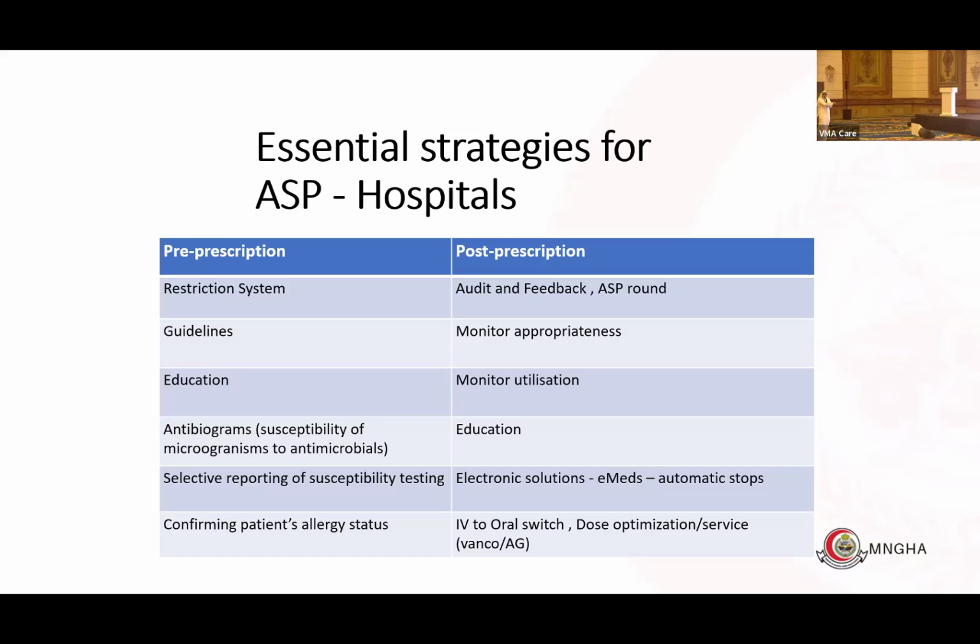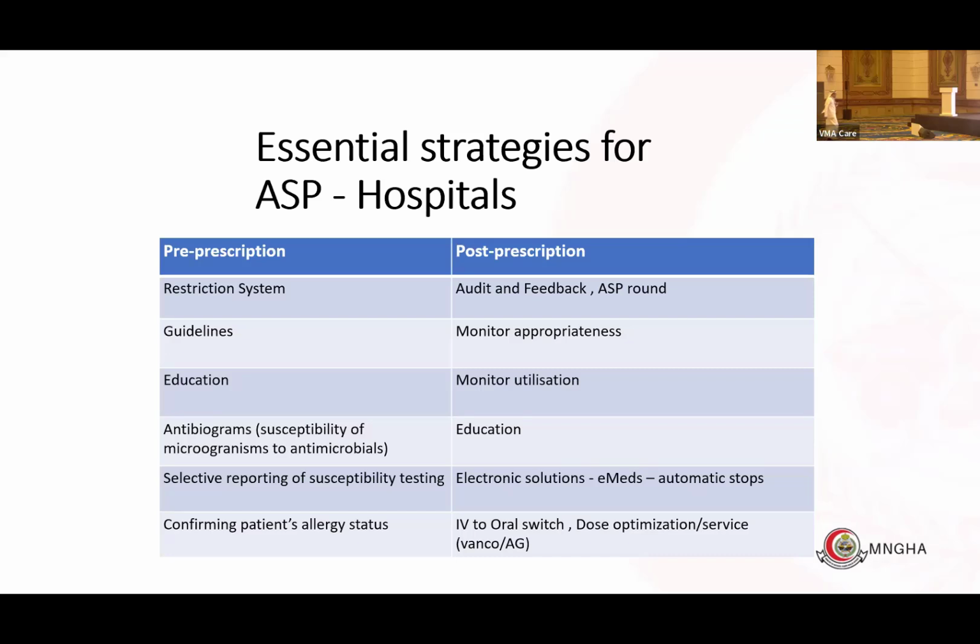Confirming patient allergy is also a strategy before prescription. If any patient is labeled as allergic to penicillin, I will try to use a more broad spectrum antibiotic. And at the end, it was not a true allergy. So this is one of the strategies before prescription.